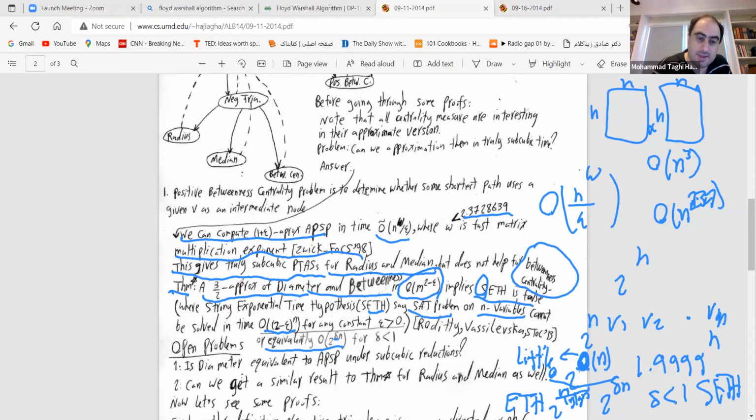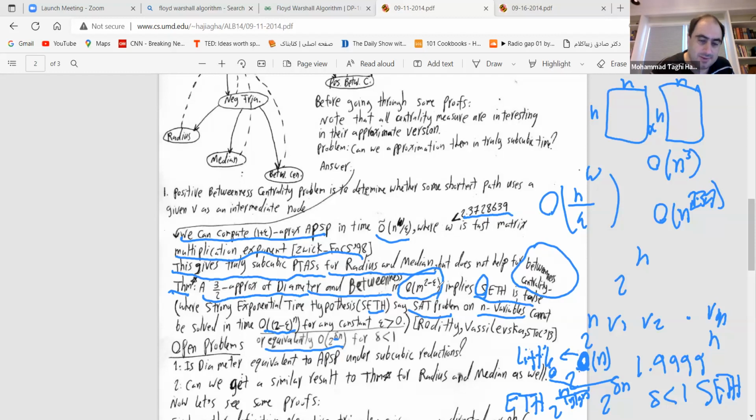Anyhow, this one says that 3/2 approximation of diameter. So if you can get a 1.5 approximation of diameter and betweenness in m to the 2 minus epsilon, where m is the number of edges, and this is for general graphs, then it implies that SAT is false. Anyhow, these are some approximation results.